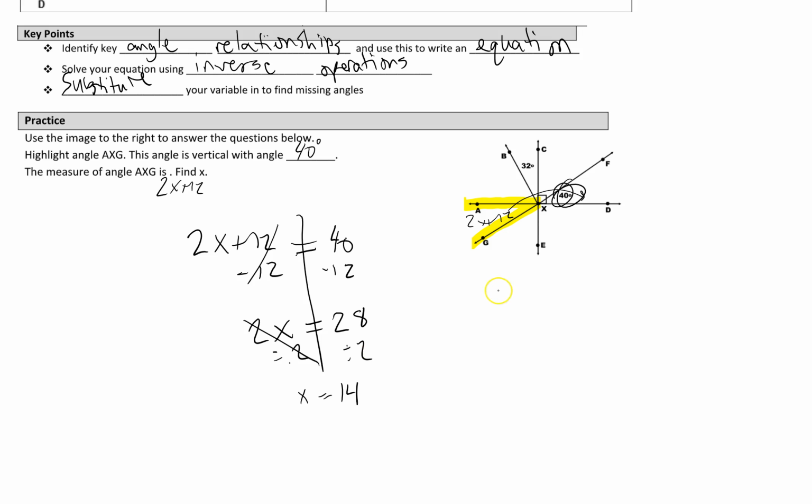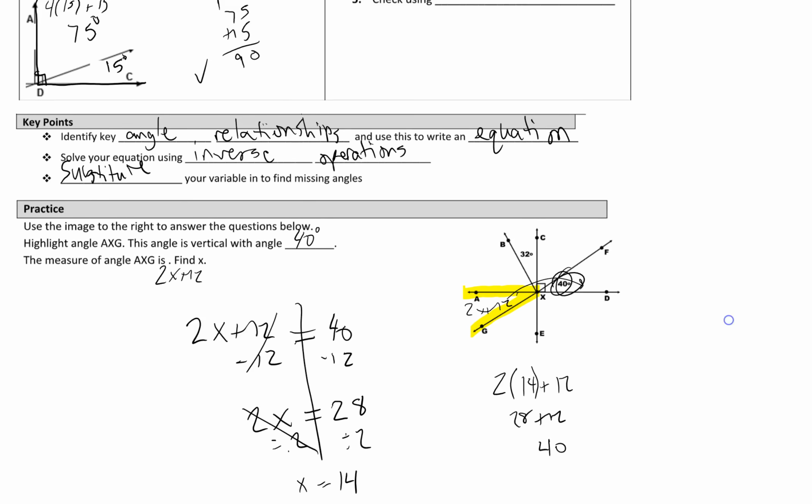We could go back and substitute to see if this is correct. So 2 times 14 plus 12, 2 times 14 is 28. 28 plus 12 is 40. And again, we know this is vertical, so that should be 40 degrees. We're good. All right, you guys, I'm going to leave you with the video there because really all you need to remember today is just your key points.